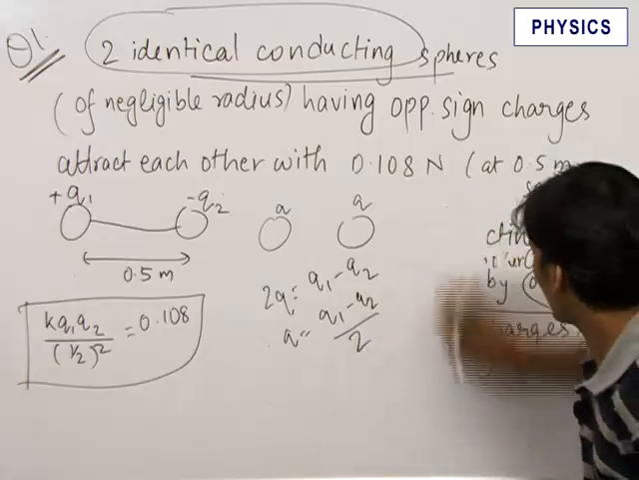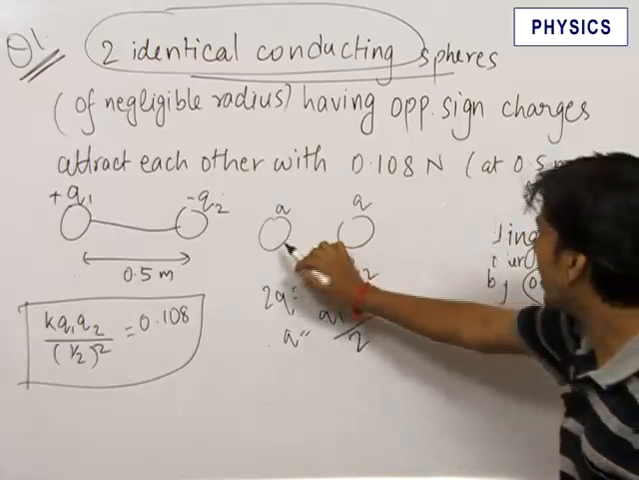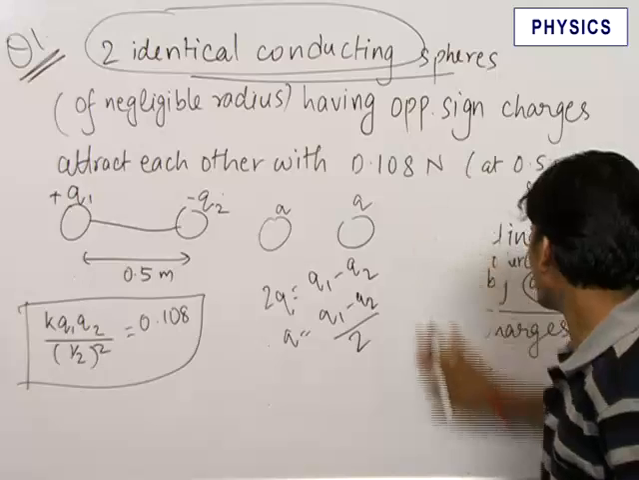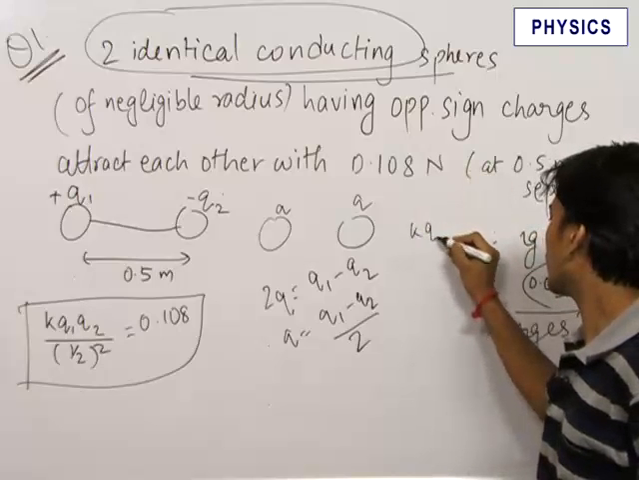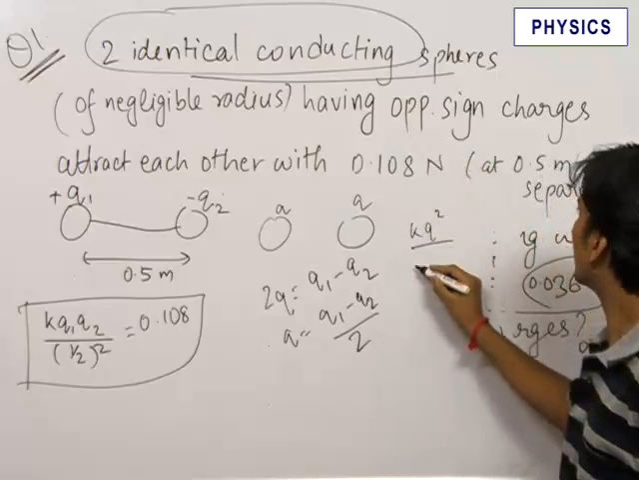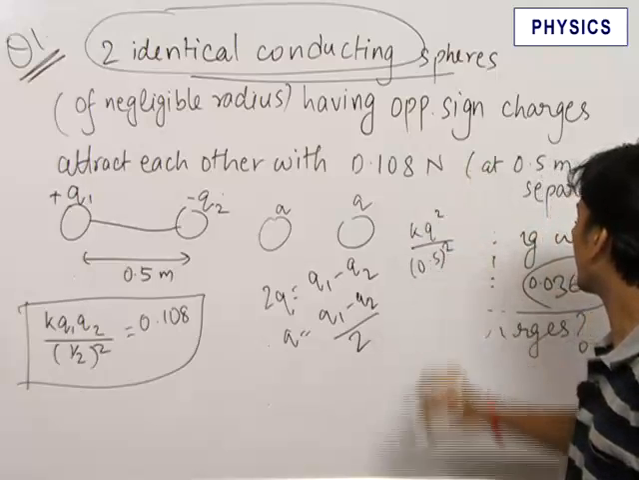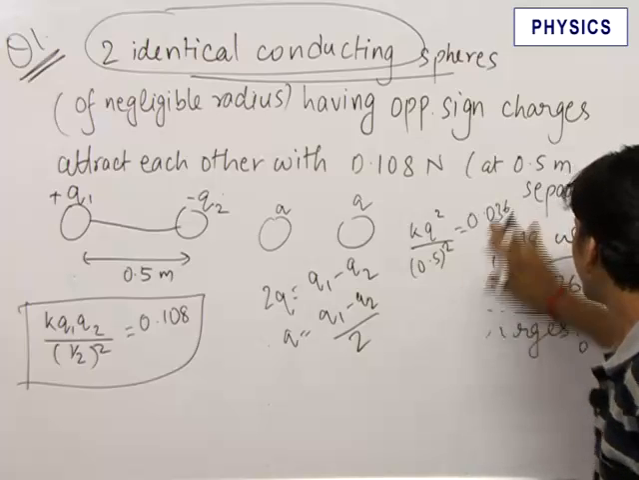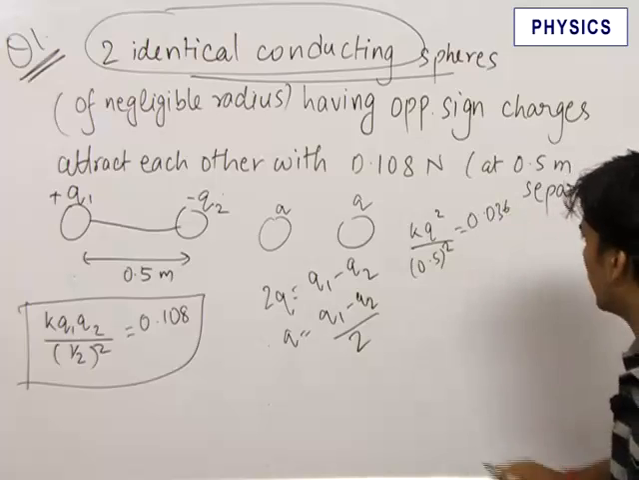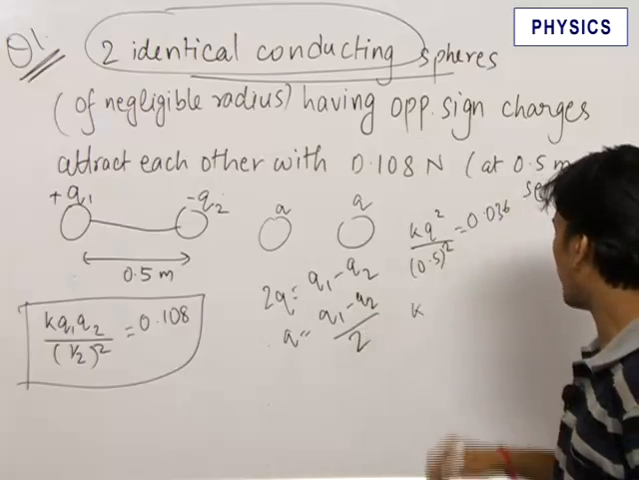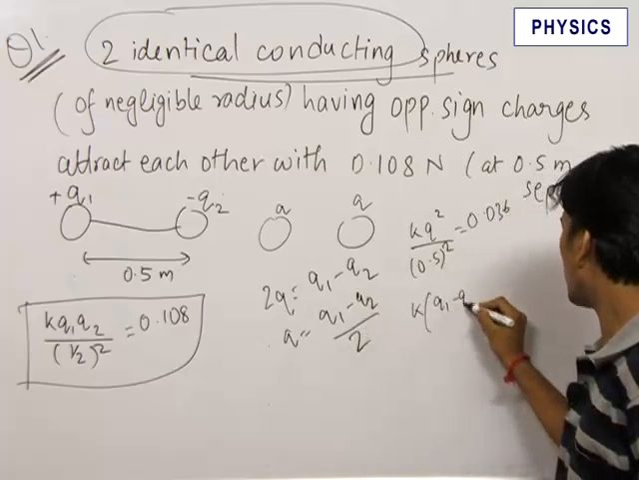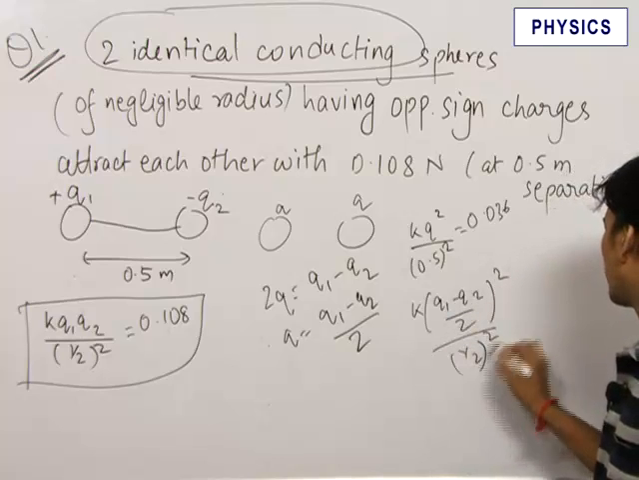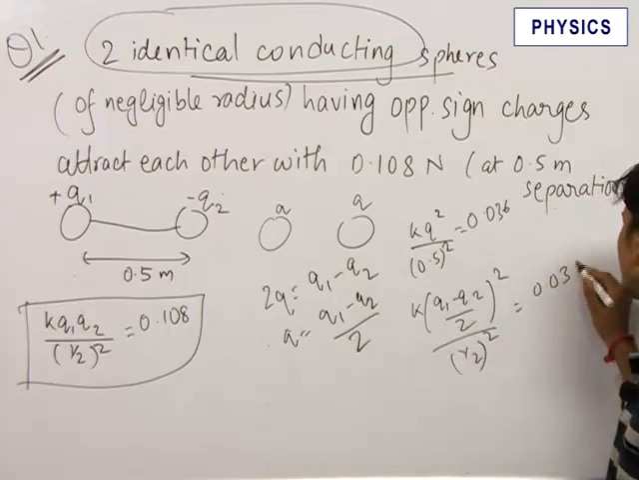Now it is given that they start repelling each other with a force of 0.036 newtons. So let us write the repelling force, k q square upon 0.5 whole square is equal to 0.036. Q is equal to q1 minus q2 upon 2, therefore we can write over here q1 minus q2 upon 2 whole square upon half whole square is equal to 0.036.